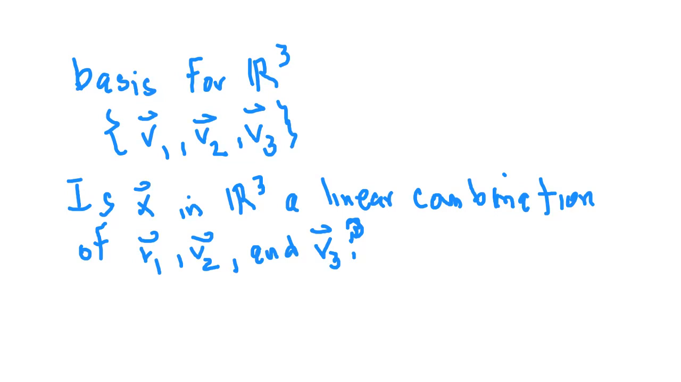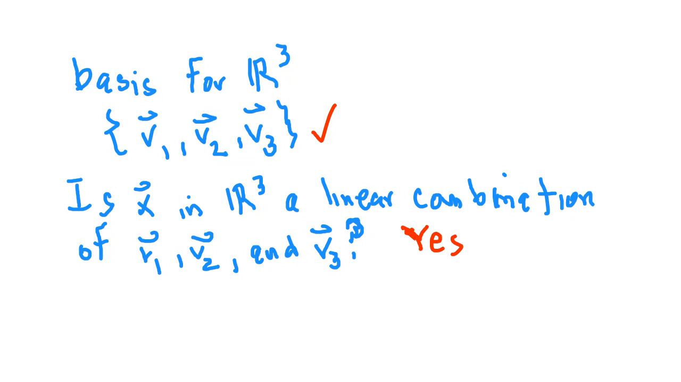Okay, so is the vector x in R cubed? If you have a vector x and it's in R cubed, is it a linear combination of v1, v2, and v3? Well, we know the answer is yes to that. That's right, Mikhail. By definition of a basis. If this set of vectors, v1, v2, and v3, is a basis for R cubed, for three-dimensional space, any vector in R cubed can be written as a linear combination of the basis vectors.